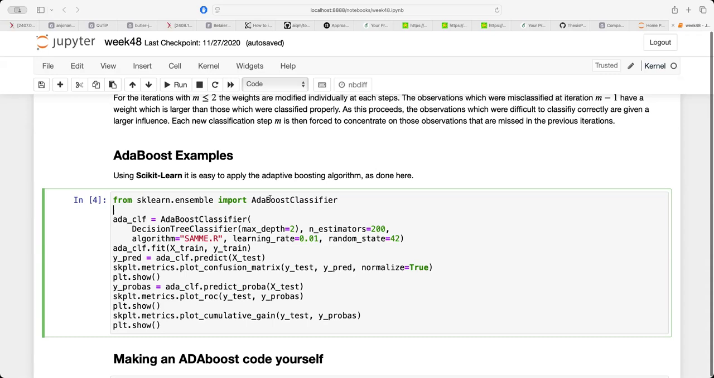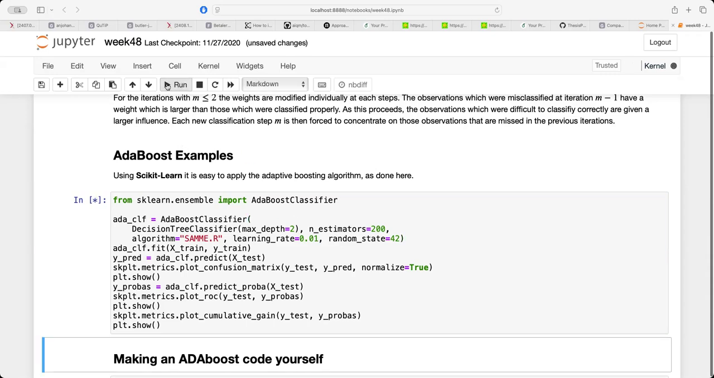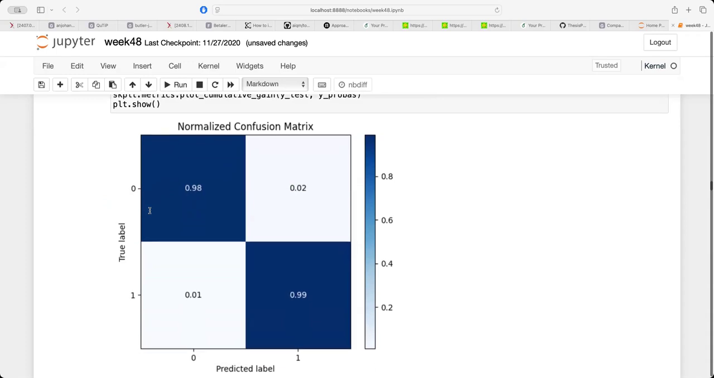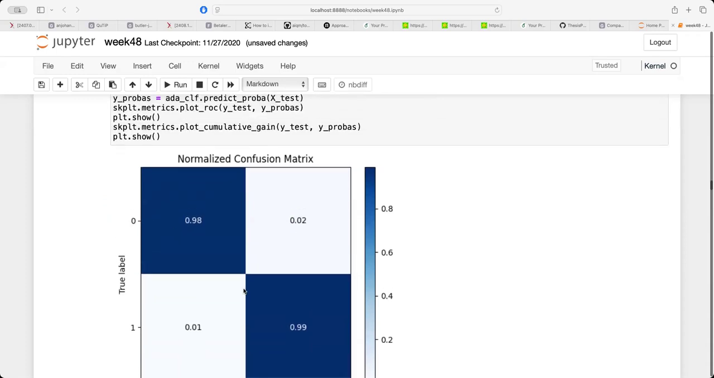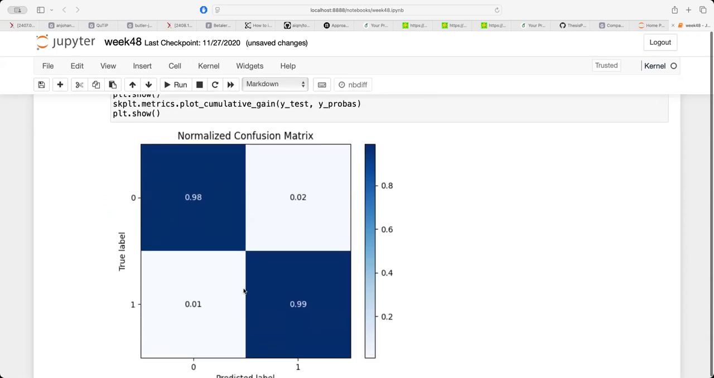With scikit-learn, you have an AdaBoost classifier, and this AdaBoost classifier is pretty simple to use here. And you will also see that when we use that and plot the metrics, AdaBoost is actually doing better than a random forest.